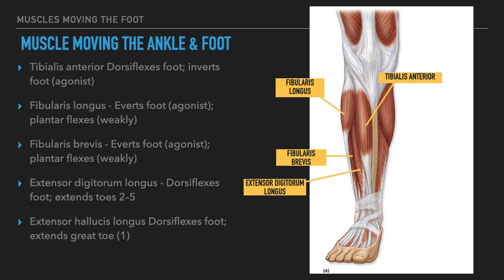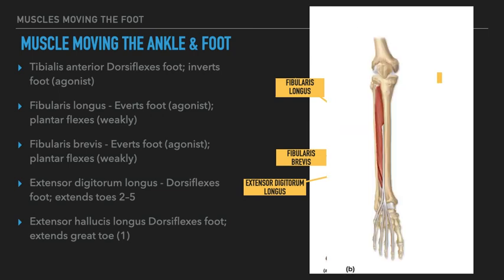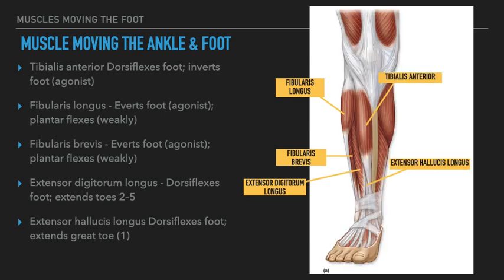This dorsiflexes the foot and extends toes 2 through 5. The origin is the lateral condyle of the tibia, as well as the anterior surface of the fibula and the interosseous membrane, but it inserts on those distal phalanges of toes 2 through 5. And then we have the extensor hallucis longus.